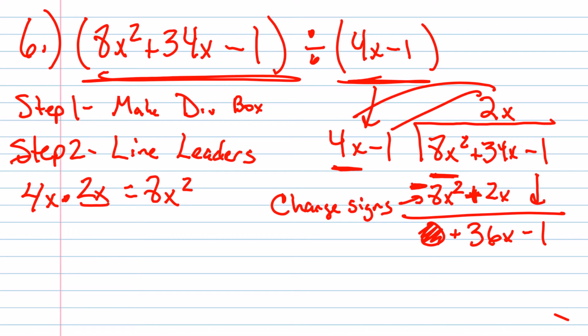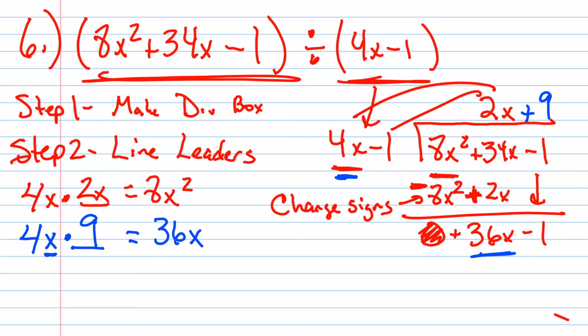I'm looking for the line leaders. This time I have 4x. That doesn't change, but my new line leader is 36x. So I say 4x times what is going to give me 36x? Well, I don't need an x because I already have 1x. I don't need another one. So I need a number. 4 times what is going to give me 36? 4 times 9. So I put a plus 9 right here.